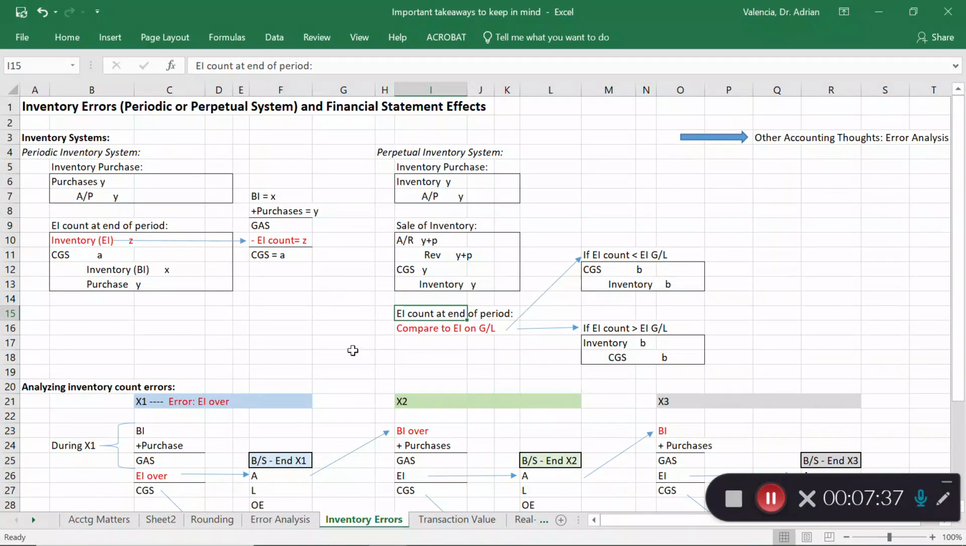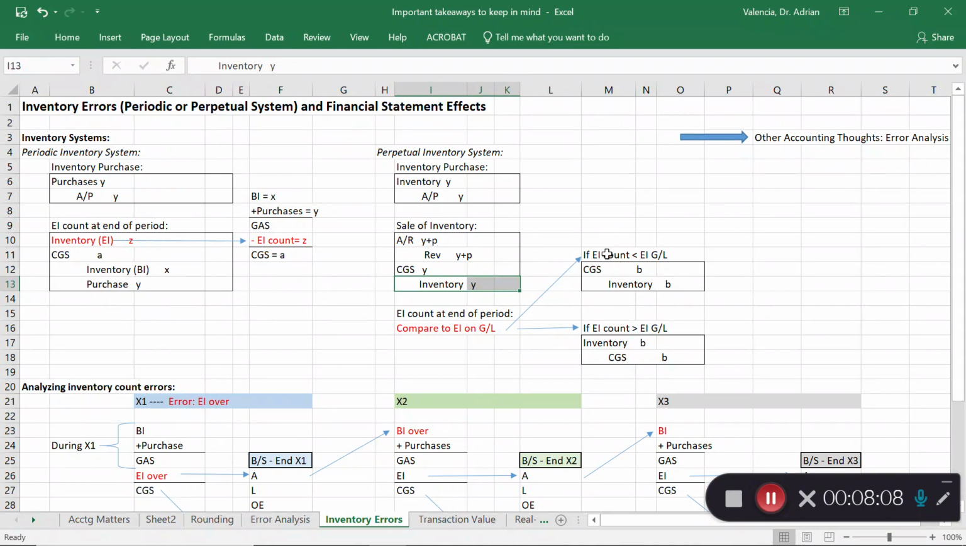So I count the inventory just the same way as I did under the periodic system, and then I compare that to what's on the general ledger, the accounting system. And often we find that the ending inventory per our physical count is less than what's on the books, right? Sometimes there's damage, there could be theft, things for which we have not accounted for as a credit to inventory.